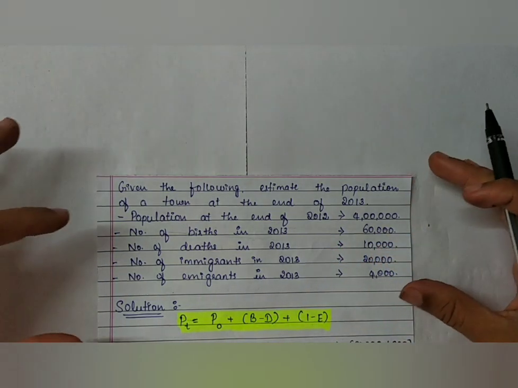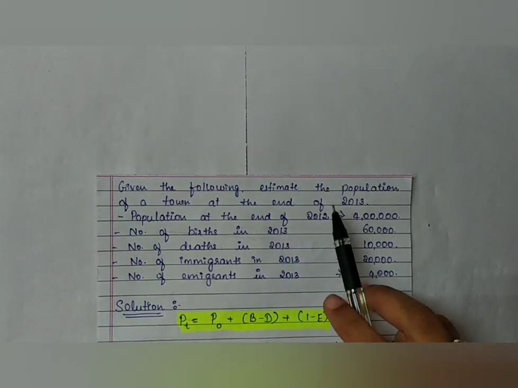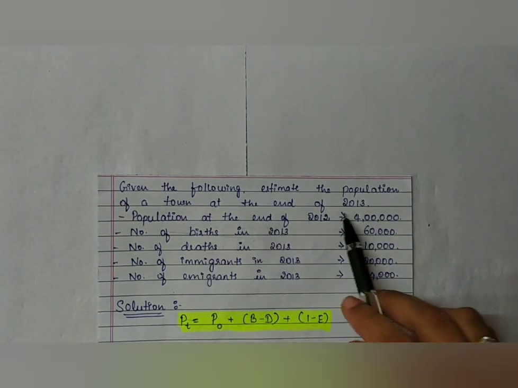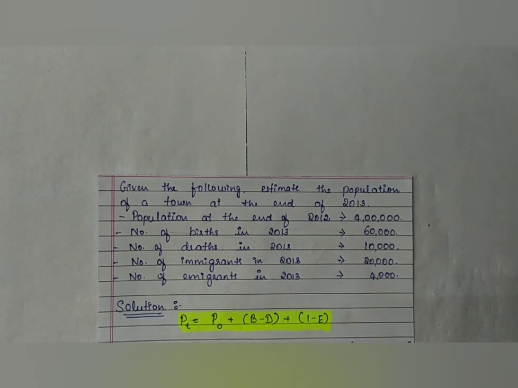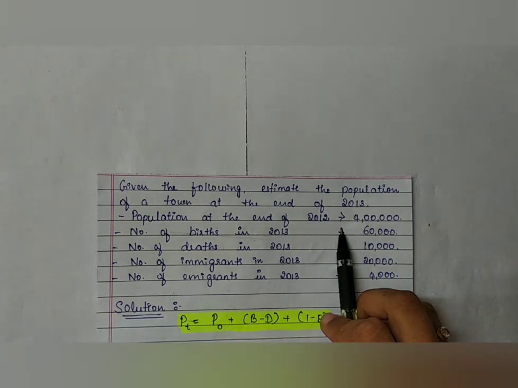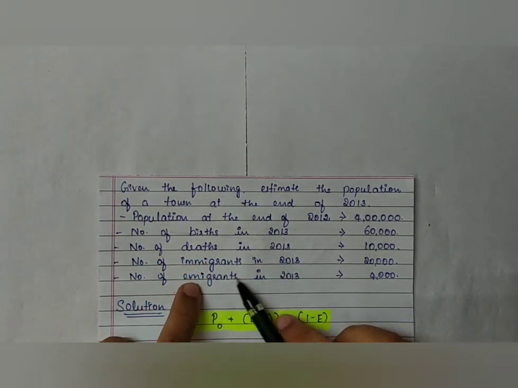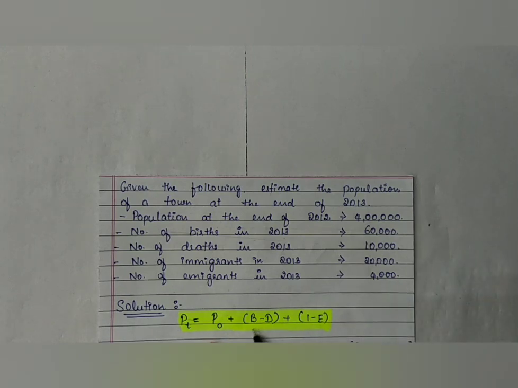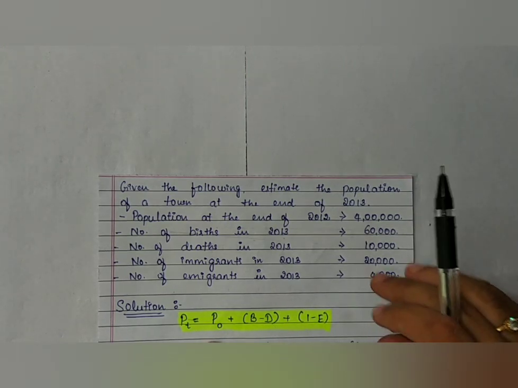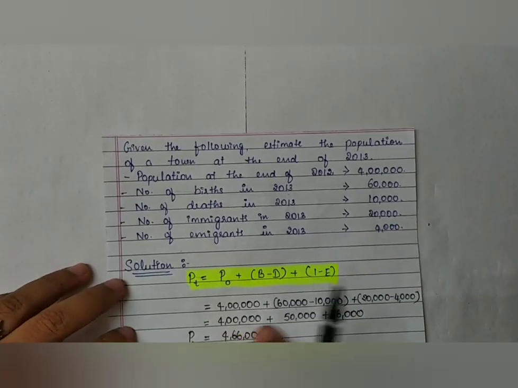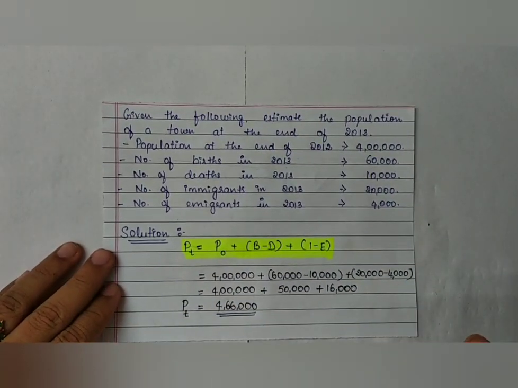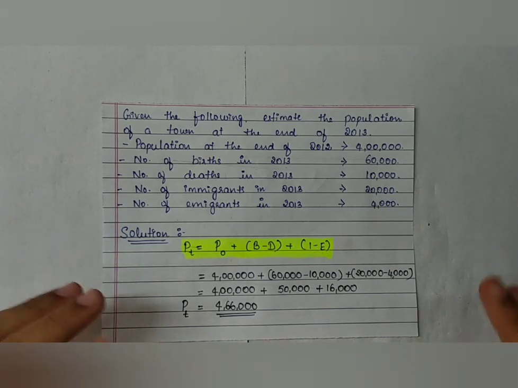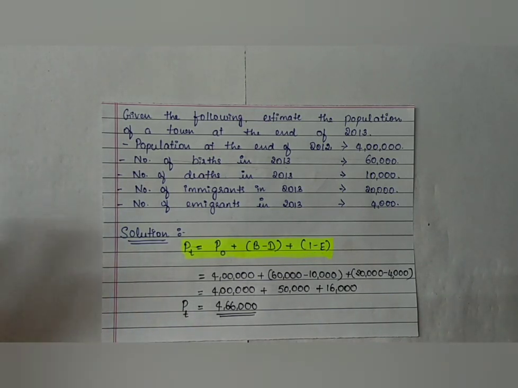Okay, so you may be given one question like this: given the following, estimate the population of a town at the end of 2013. So population at the end of 2012 of previous year, number of births, number of deaths, immigrants and emigrants. So here is the formula: PT, that is the population, P0 of the previous year, births, deaths, immigrants and emigrants, and these numbers you will be applying here. So like this it is solved. So with this formula, you can measure the population of intercensal years.